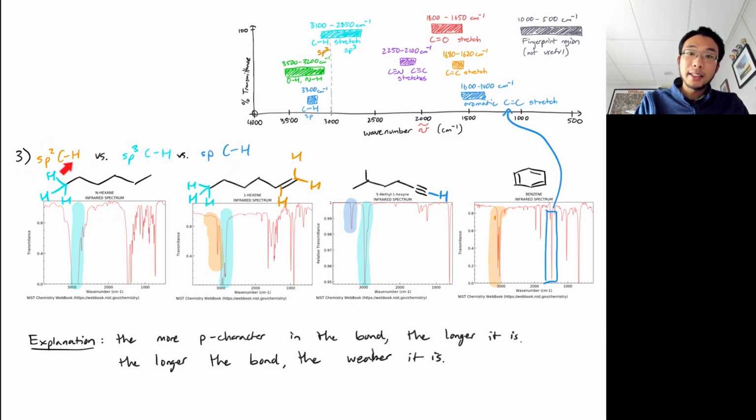sp2 should be the next highest one because it's got a little bit less p character, a little more s character. That makes it a shorter bond, a little bit stronger bond. Now it's showing up a little bit past 3000. Then you go to sp, and again, that's going to become an even shorter bond, an even stronger bond. Now that's showing up at 3300 here. So the hybridization state of the carbon is one way we can explain what's going on in this trend.